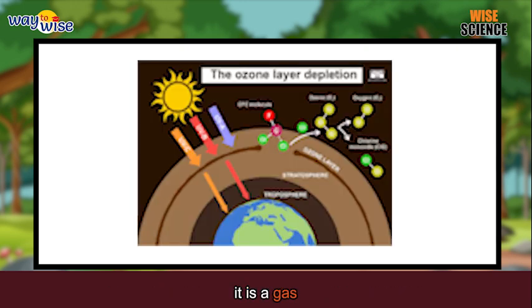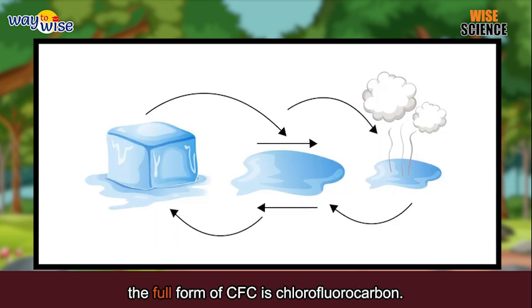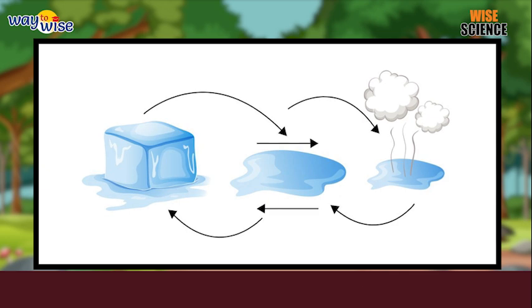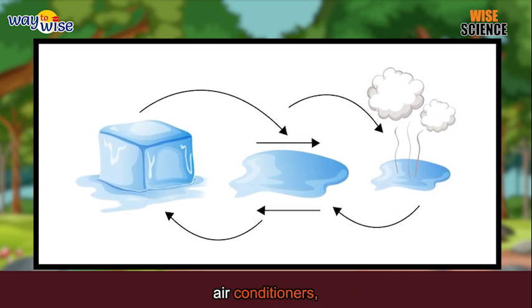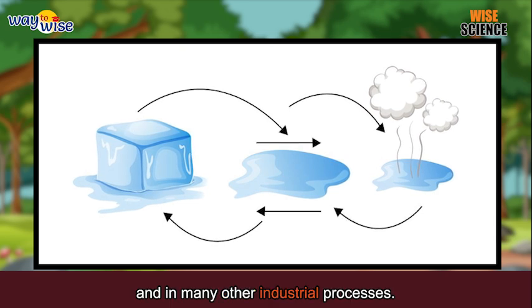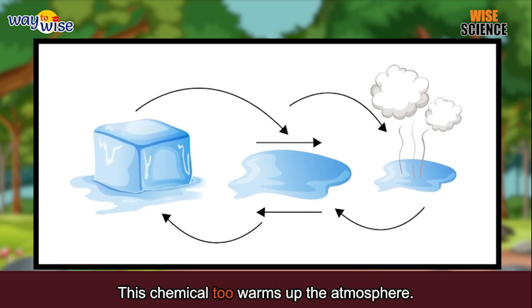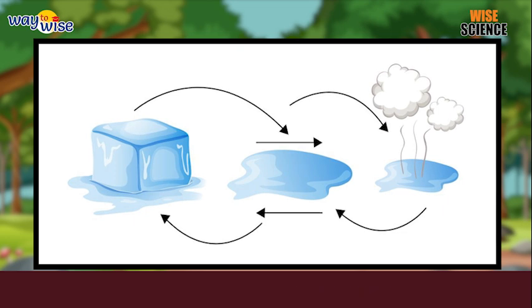Ozone. It is a gas that is found in the stratosphere. This stratosphere is a layer of the atmosphere of the Earth. CFC, the full form of CFC is chlorofluorocarbon. It is widely used in refrigerators, air conditioners, and in many other industrial processes. This chemical too warms up the atmosphere.